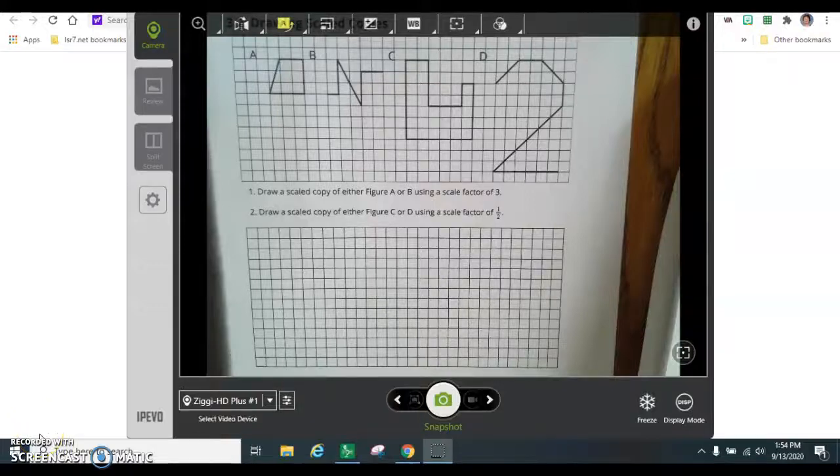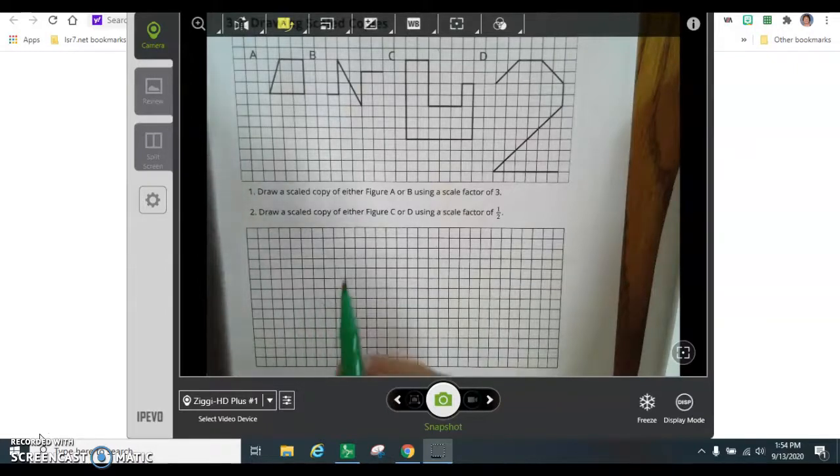We're going to start lesson 3 on page 21 in your workbook. So if you could go ahead and turn there. And the first thing we're going to do is draw a scaled copy of either figure A or B using a scale factor of 3. I'm going to do A. You can do that along with me, or you could try B if you'd like in your book.